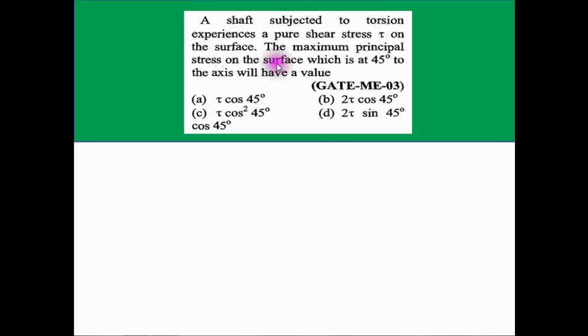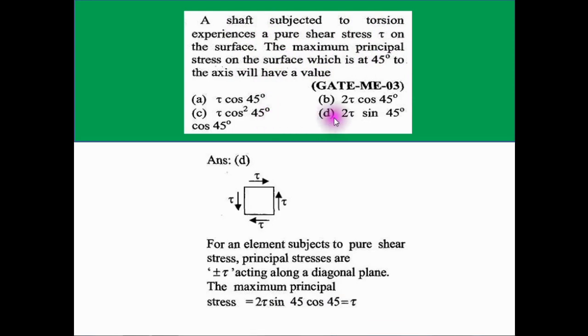A shaft subjected to torsion experiences a pure shear stress tau on the surface. The maximum principal stress on the surface, which is at 45 degrees to the axis, will have a value of 2 tau sin 45 and cos 45. Answer is D. Further, it can be reduced to tau.